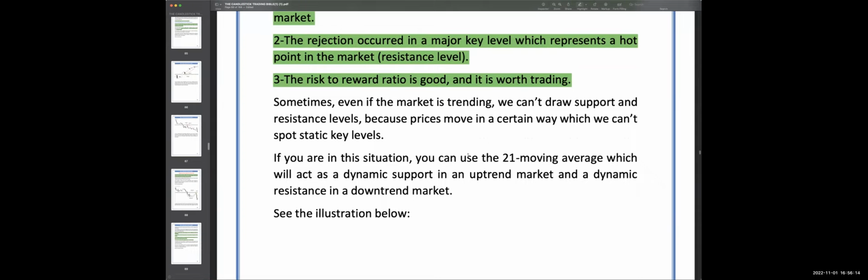If you're in this situation, you can use the 21 moving average, which will act as a dynamic support in an uptrend and a dynamic resistance in a downtrend. Right. So before we go to the charts, we're just going to mention the type of moving averages I use. You can use this, it's fairly fine. It's just the same thing.